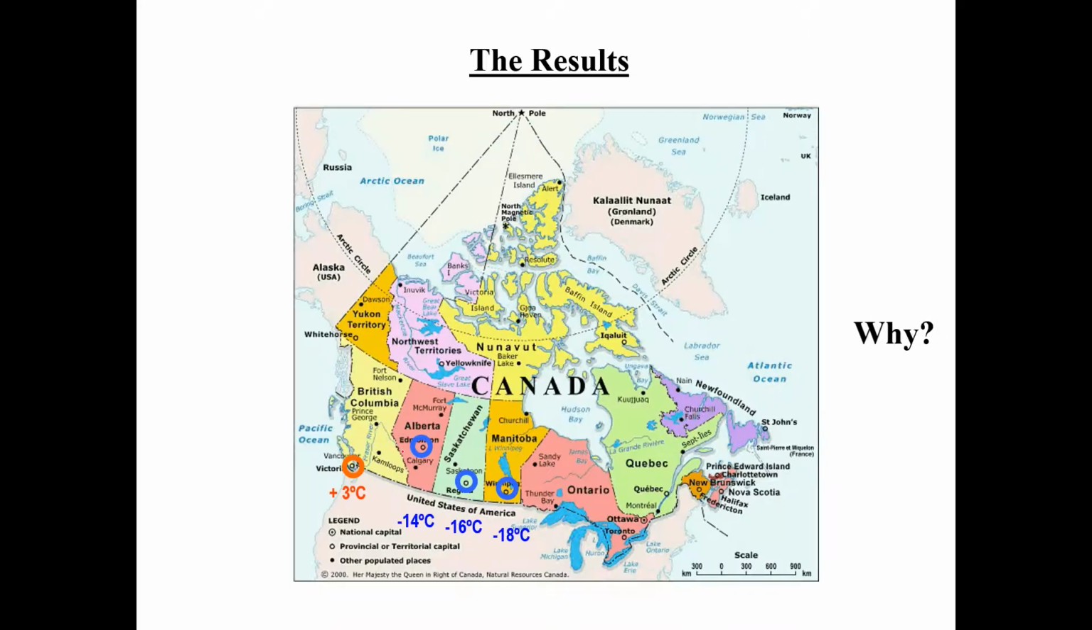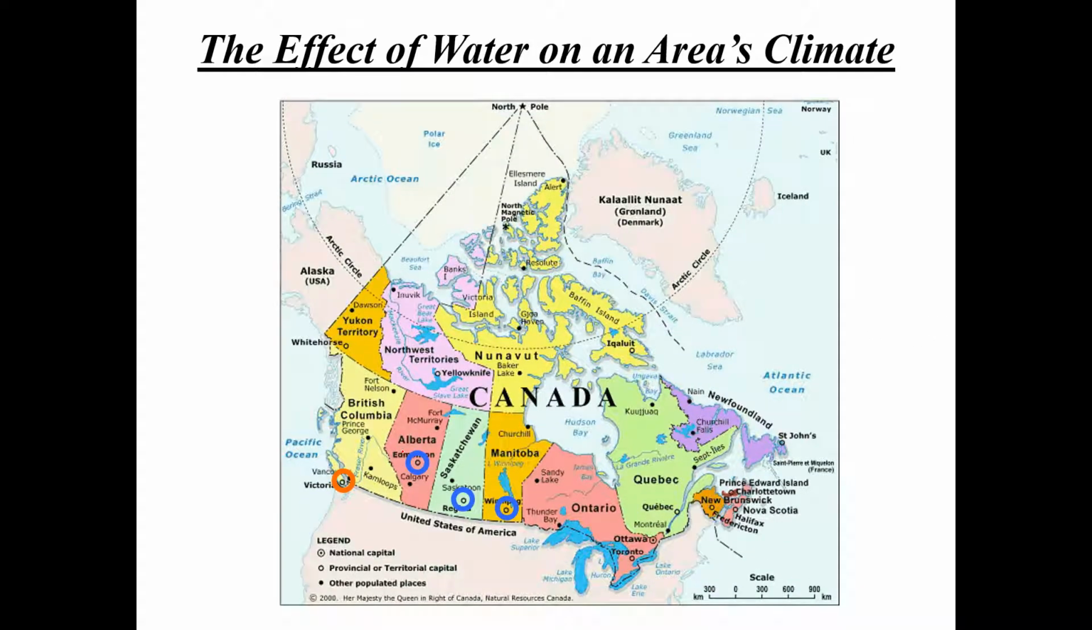Okay, well, what do I mean? Well, here is an example. Water on an area's climate. So here are 4 cities in Canada. We have Victoria, Edmonton, Regina, and Winnipeg. Okay, if we look at the map, I circled them. They are around the same latitude.